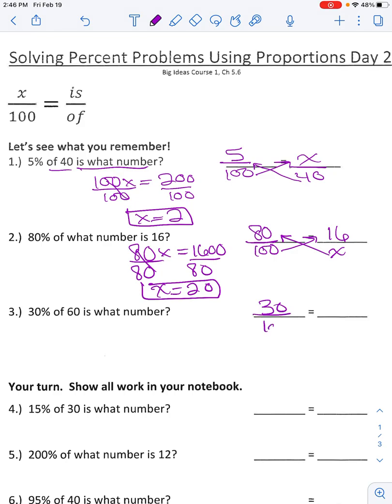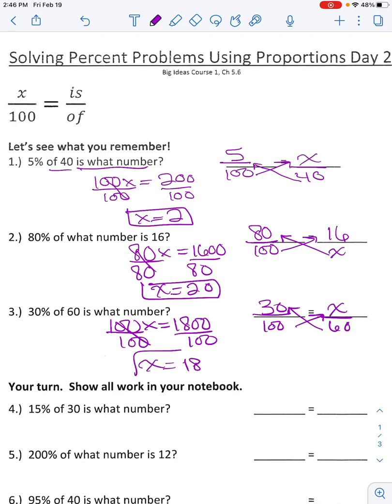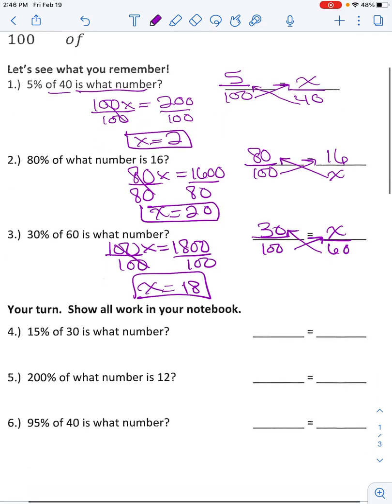And number 3, 30%. Percents go over 100 of 60. Of goes on bottom. Is what number? Is goes on top. 100 times x is 100x. 30 times 60 is 1,800. And we're going to divide by 100 to get the x by itself. So we'll get 18.